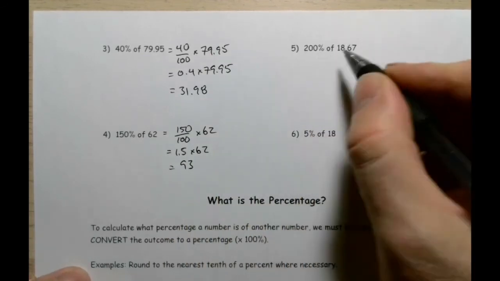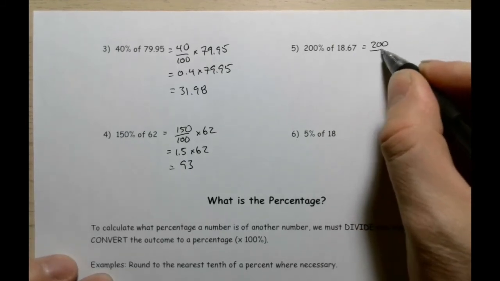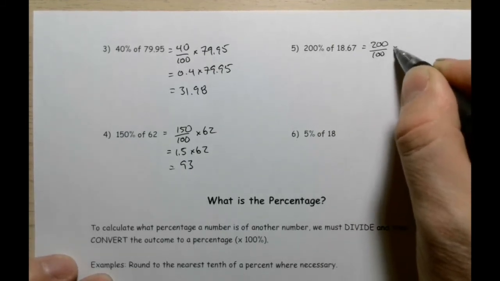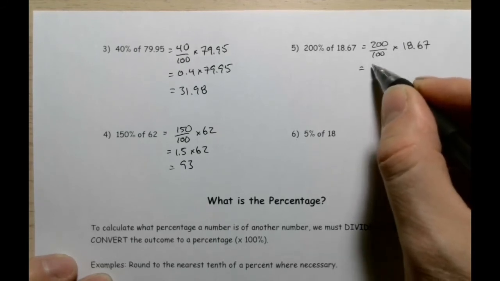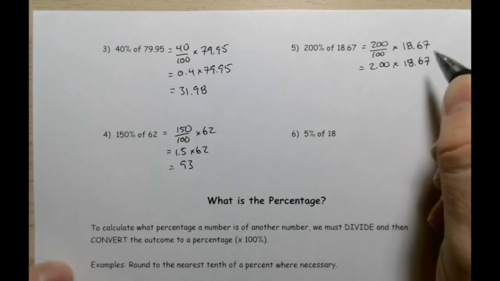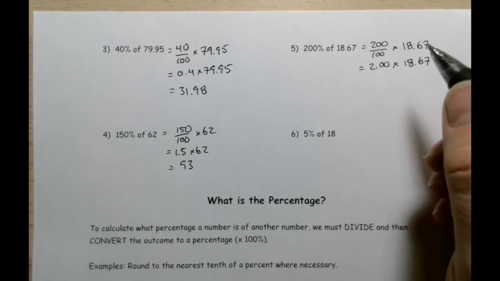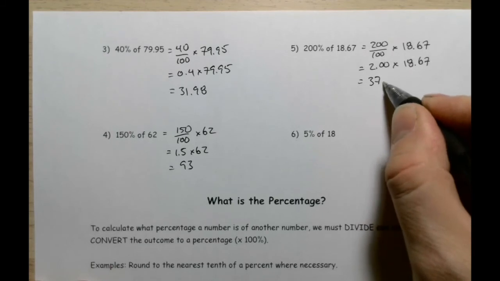Over here, 200% of 18.67, so 200 out of 100, multiplied by, there's my "of," 18.67. So move the decimal 2 to the right, so it'll be 2.00, multiplied by 18.67. And we just plug that into the calculator, and we get 37.34.